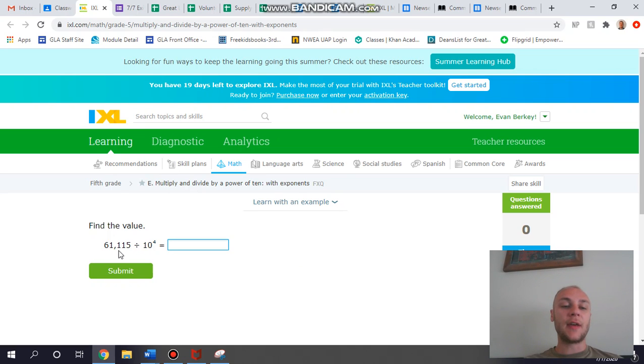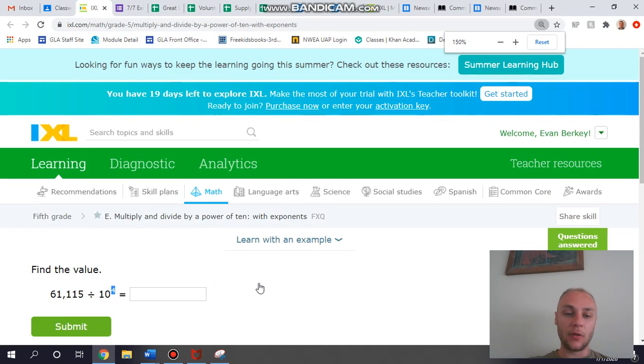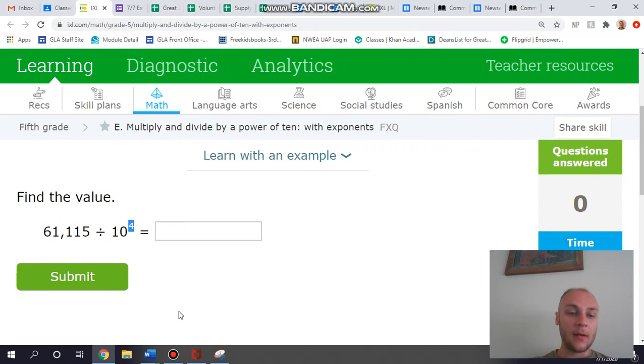This is 61,115 divided by 10 to the fourth power. Now again, remember last week on Friday or Thursday, we learned what an exponent was. An exponent is this little guy, the little guy in the corner. I'm going to zoom in so you're able to see this a little bit better. The exponent is the 4 right here. It's the little number that goes above our bigger numbers. So right here, it's 10 to the fourth power. That's how we say the exponent.